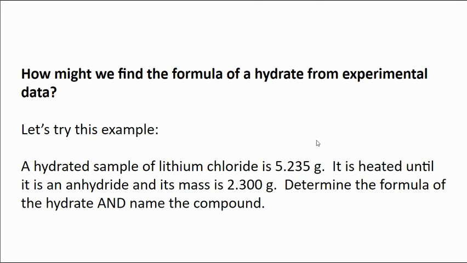Now, similar to what you did with your copper sulfate very early on, we're going to put this perhaps over top of the Bunsen burner, and we're going to heat it. And when we heat it, we're going to drive off, or we're going to boil off the water. We're going to boil it until there's no water left. And we call it an anhydride, or it's anhydrous. After we've boiled off the water, the mass is 2.300 grams. So that is lithium chloride now without the water.